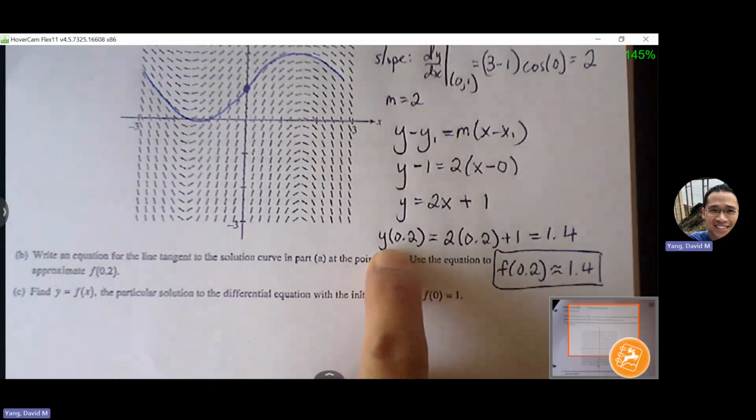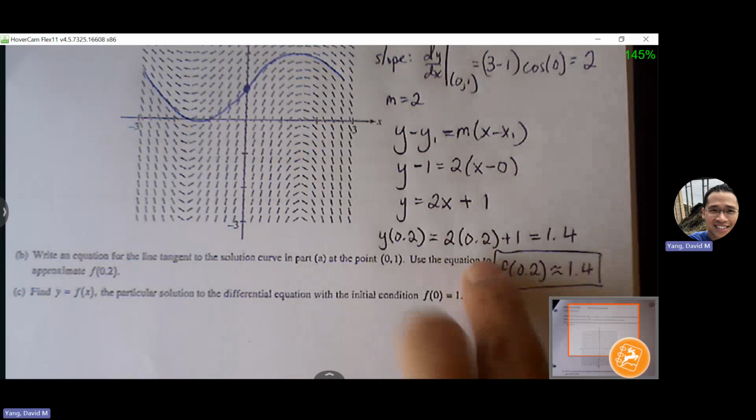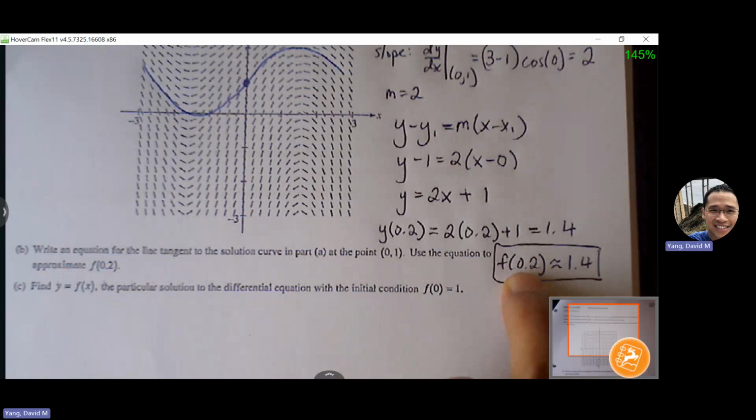So we know that linear approximation is just going to give us an approximation of the actual point on the curve. So y of 0.2 is equal to 1.4, and we know 1.4 is some approximation of the actual point on the f graph at 0.2. So I use this quick line here.